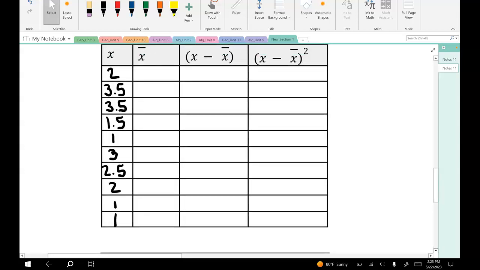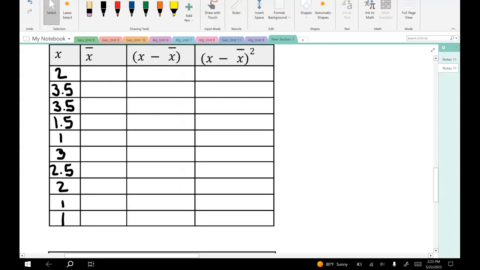Our second column that we have is our X bar. So this is where we're going to put in our mean. Our mean is going to have the same number all the way down, because our mean is always going to be the same for our data set. So to find our X bar value, what we have to do is add up all of these values together. So do 2 plus 3.5 plus 3.5.